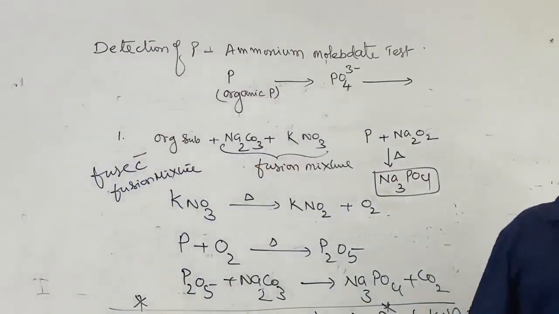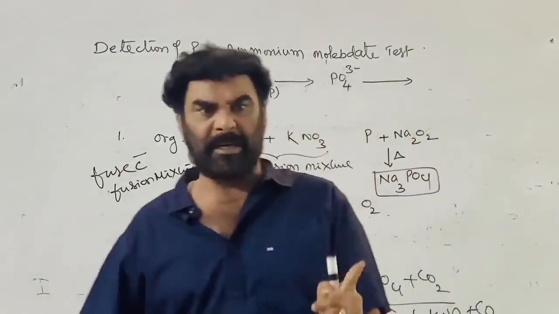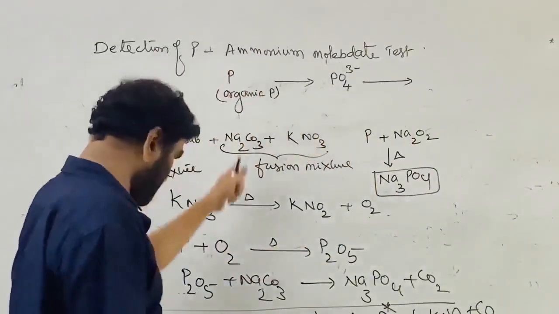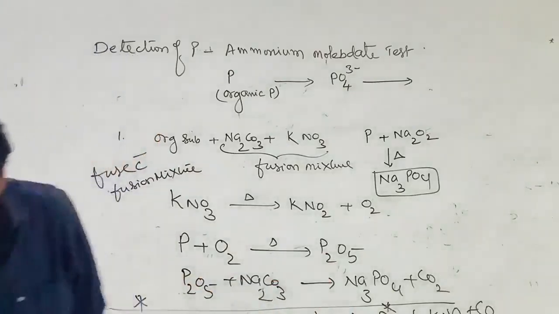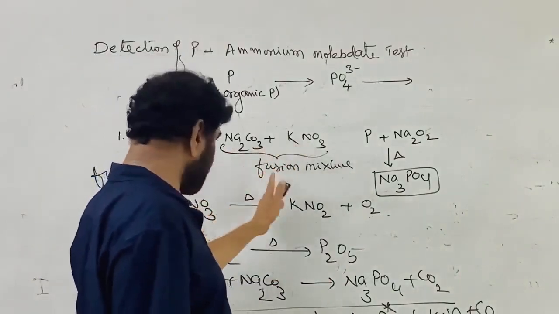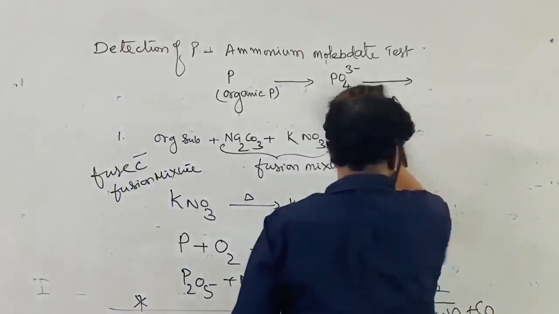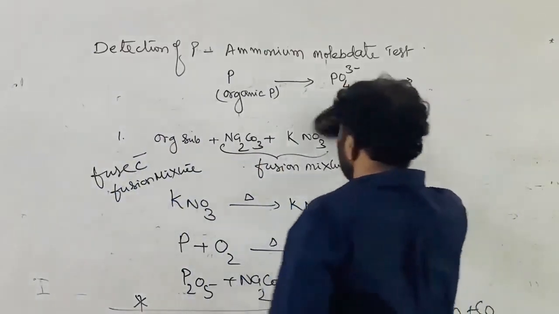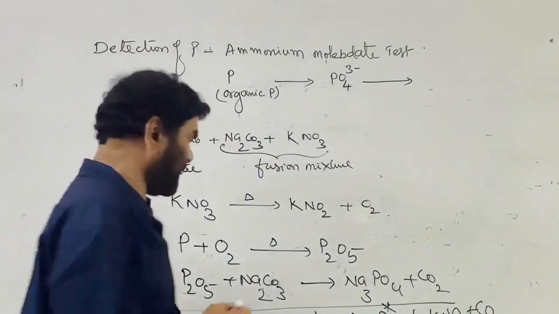The given organic compound is strongly heated with a sodium carbonate and potassium nitrate mixture. During this process, the phosphorus associated with the organic compound is converted into sodium phosphate. This is the chemical process involved. Instead of a sodium carbonate and potassium nitrate mixture, you can directly use sodium peroxide, which acts as an oxidizing agent. There also, organic phosphorus is converted to sodium phosphate, or phosphate ion.